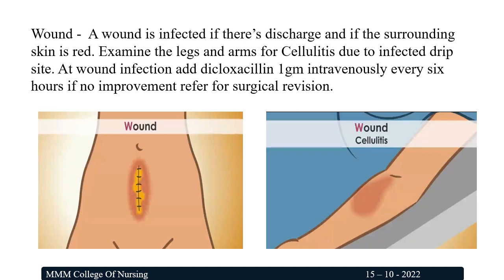So if there is wound infection, you can add dicloxacillin 1 gram intravenously every 6 hours, and if there is no improvement, you have to refer the mother for surgical revision. Surgical revision means they will excise the dead unhealthy skin of the wound and stitch it with the healthy skin together. Okay, this is the intervention done if the wound is infected.